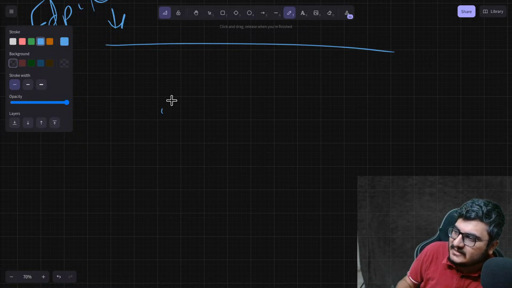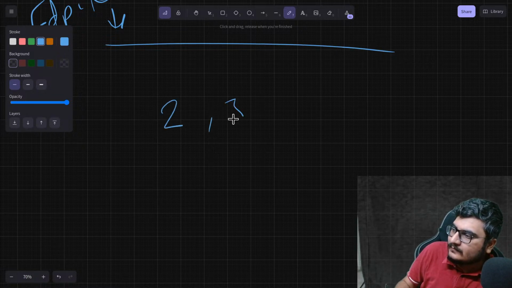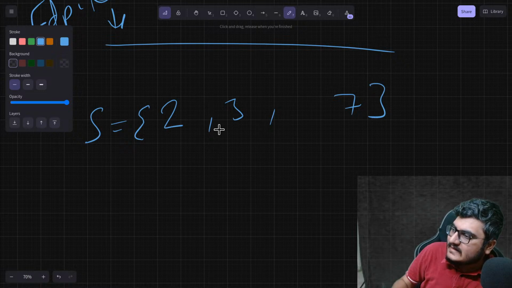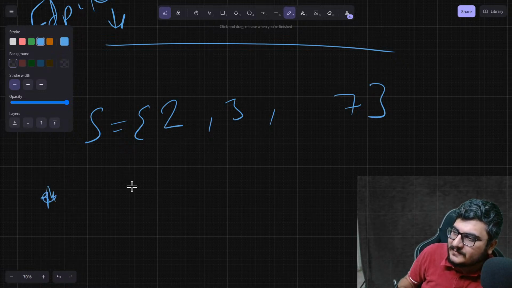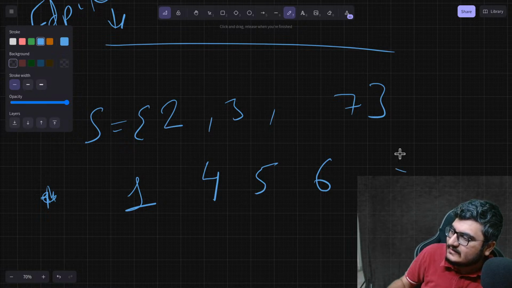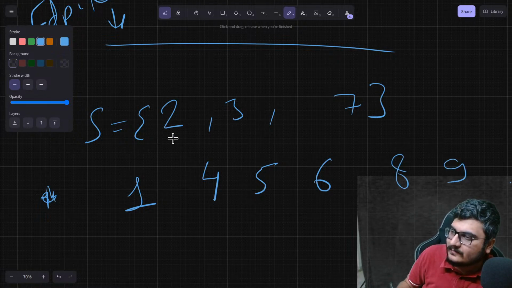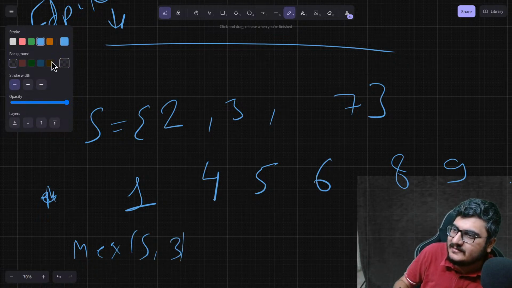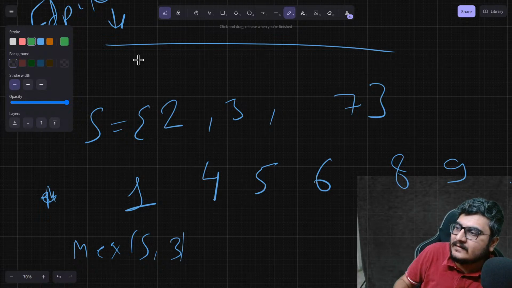For example, we have set 2, 3, 7. Then there are 3 elements in the set. So the smallest positive integer not present here is 1. Then 4, 5, 6, 7, 8, 9 and so on. So max of S comma 3 would be the third smallest element which is not present here, which is 5.